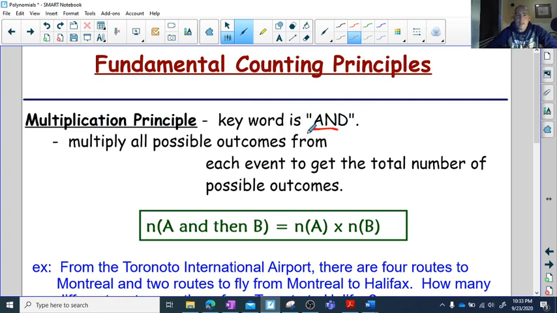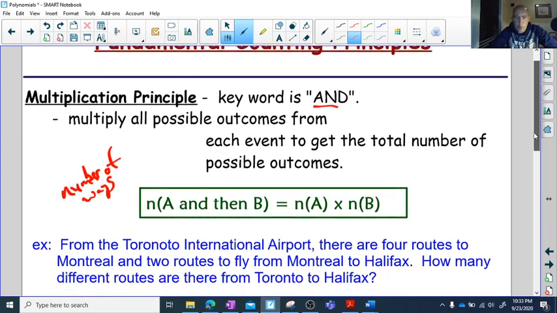If you want event A and then event B to happen and then event C to happen, well, the number n stands for the number of ways. So the number of ways for event A and then event B to happen is however many ways event A can happen multiplied by the number of ways that event B can happen. Now, how does that become useful here?